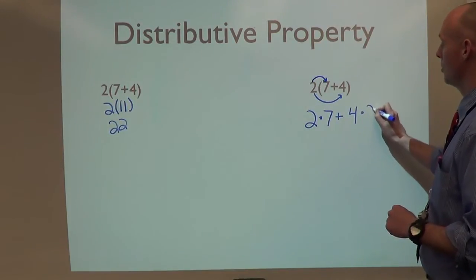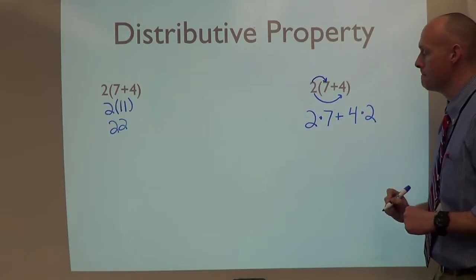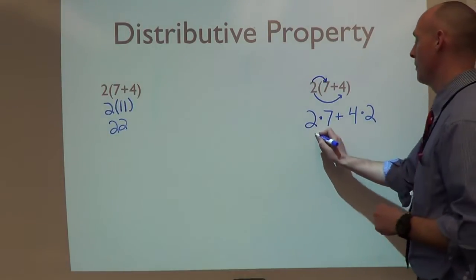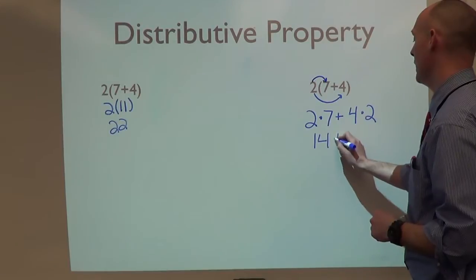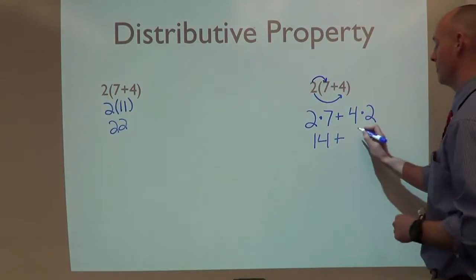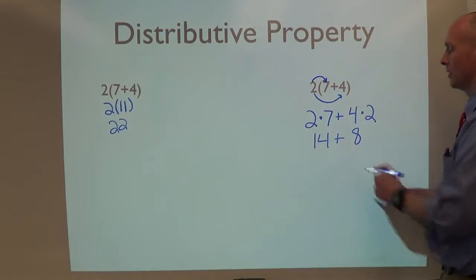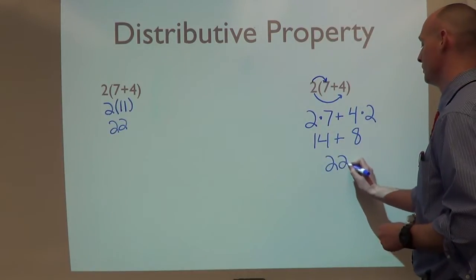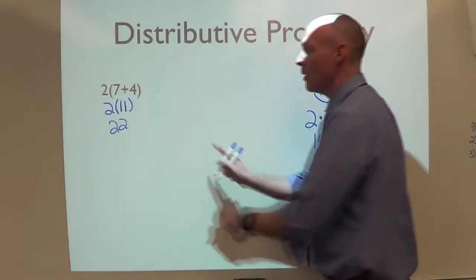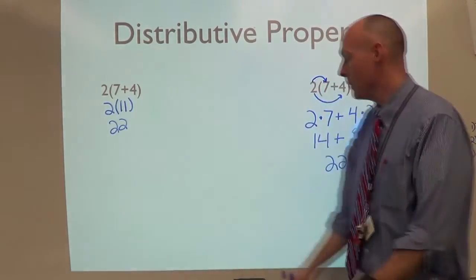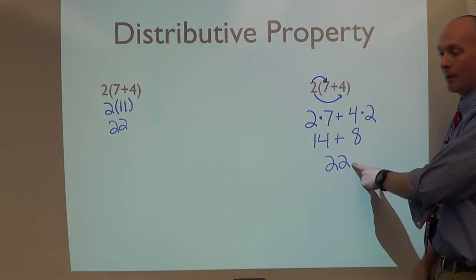times 2. Okay? 2 times 7, 14. Plus 4 times 2 is 8. 14 plus 8 is 22. Same answer. Not using the distributive property, using the distributive property.